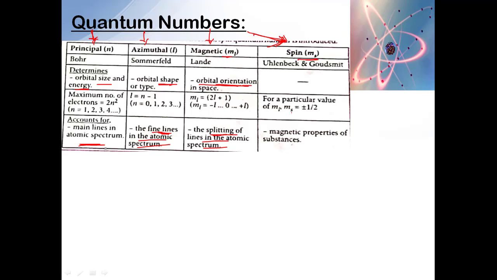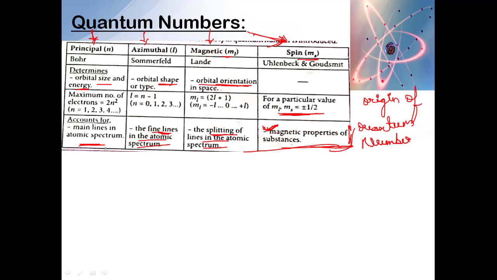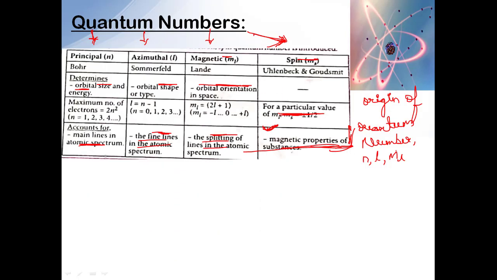MS, the spin quantum number, gives the particular value of plus half or minus half. It tells about the magnetic properties of substances. So these are the 4 quantum numbers that you are well aware of. And at this junction, we have seen the origin of quantum numbers: these 3, N, L, M, are derived from the solutions of the Schrodinger wave equation, and MS is derived from the spin quantum number.